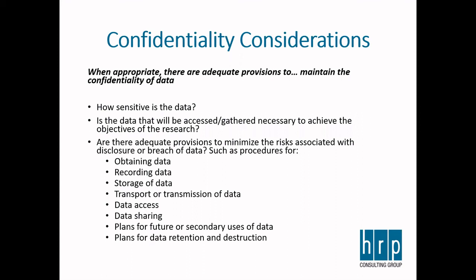The IRB submission should also describe if there's any plans for future or secondary uses of private identifiable information. If yes, then the IRB is going to need to know, well, where is that information going to be stored and maintained? What are the procedures in place for releasing that data? And then finally, the submission should address plans for data retention and destruction. So these are all things that the IRB is going to be considering when thinking about confidentiality.